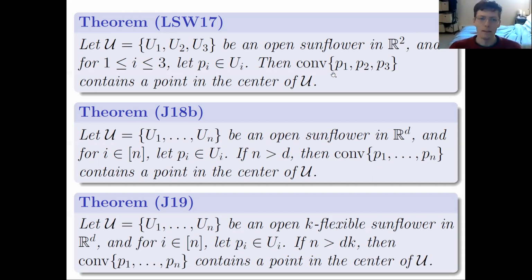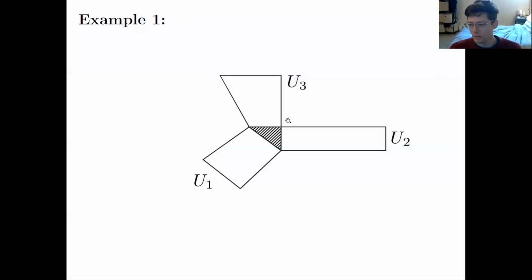Okay, so these are just generalizations of each other, and let me draw a picture to actually make some sense of this. Here's the first case. I have 3 petals in R2, all open sets. My center is this triangle area. Here's a choice of some points, 1 from each petal, and indeed the convex hull has to intersect the center of my sunflower.